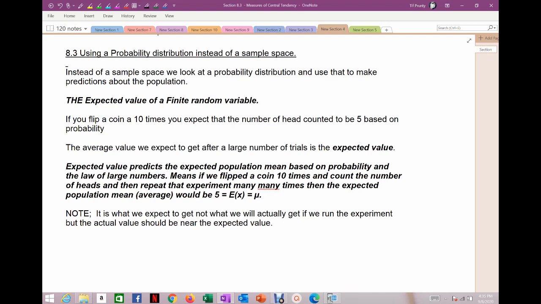Alright, so again, it's what we expect the value to be. It predicts the population mean based on probability and the law of large numbers. Flip the coin many times, we would expect the average to be 5. On average, we would expect 5 heads to come out, half of them heads, based on probabilities. Again, my note there is it's what we expect to get, not what we would actually get if I did the experiment. Now, I might get 5 heads, I might not. It's just an average. It's what I would expect to happen.